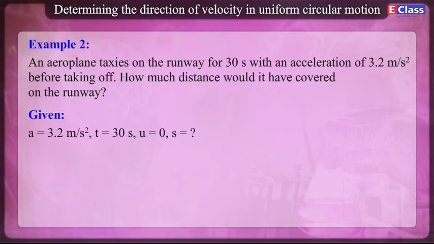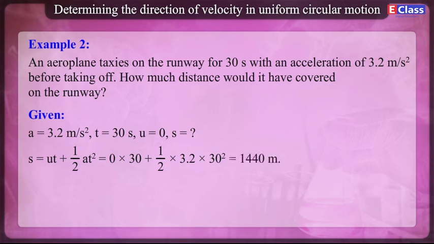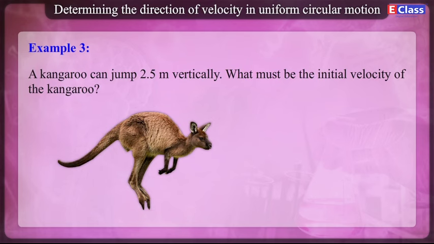Given a is equal to 3.2 meter per second square, t is equal to 30 seconds, u is equal to 0, s is equal to how much? s is equal to ut plus 1 upon 2 at square, which is equal to 0 multiplied by 30 plus 1 upon 2 multiplied by 3.2 multiplied by 30 square, which is equal to 1440 meters. Example 3. A kangaroo can jump 2.5 meters vertically.